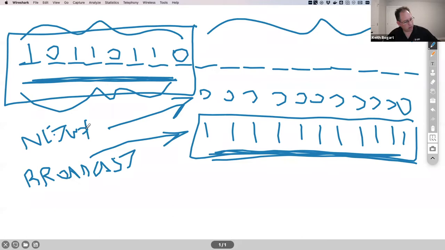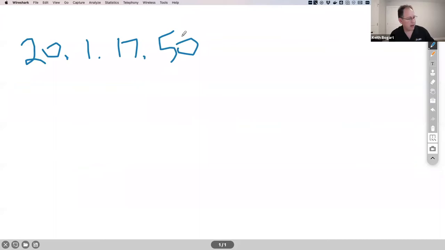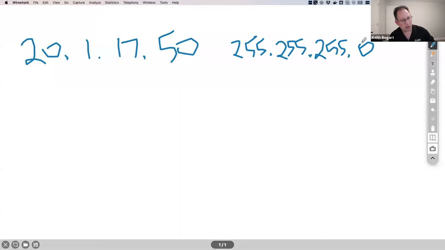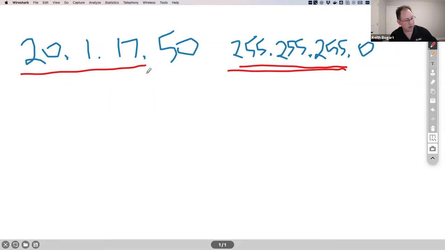What do I mean by that? Well, for example, let's say that my IP address was 20.1.17.50. Okay? And then I told you that my subnet mask was 255.255.255.0. Okay, so with that subnet mask, since the first three digits are 255, 255, 255, that means the network and everybody on it has an IP address starting with 20.1.17, okay?